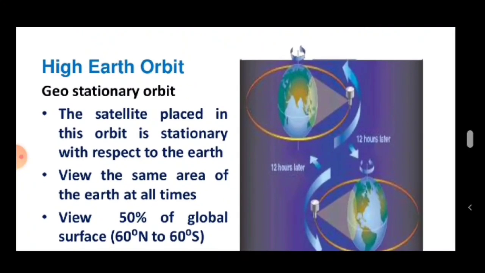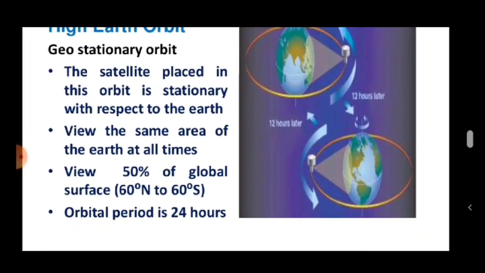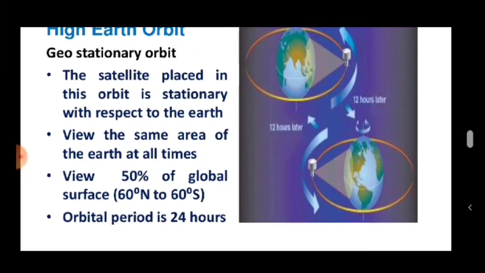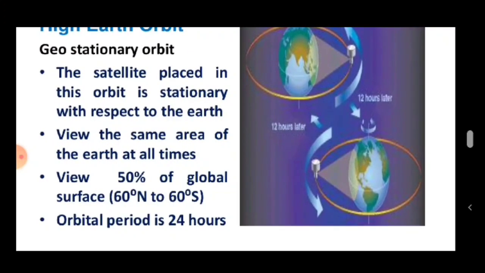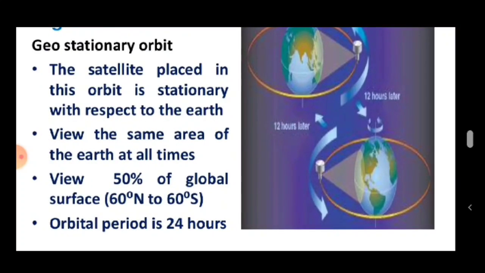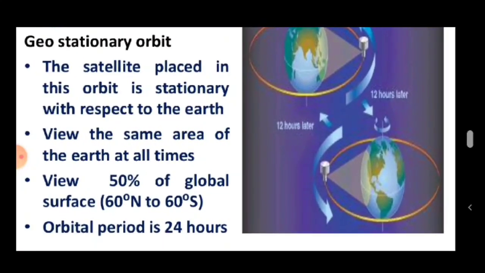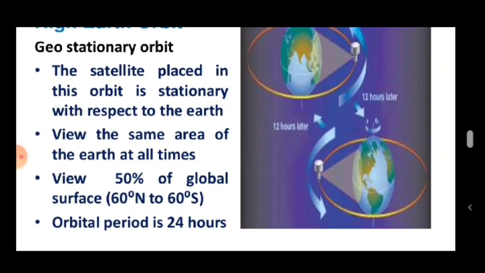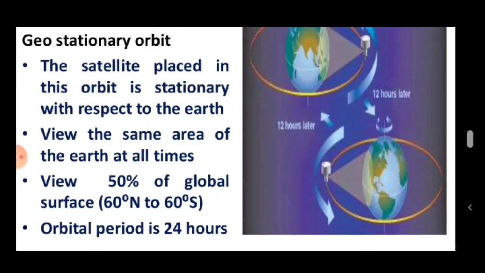Then we come to the high Earth orbit satellite, or we call it the geostationary orbit. It is one of the high Earth orbit satellites. So it is better to keep these types of orbits in mind, as I told you, as geostationary or polar orbiting, instead of high Earth orbit, medium Earth orbit, or low Earth orbit. So it's up to you. You can memorize these things. It's okay to memorize both.